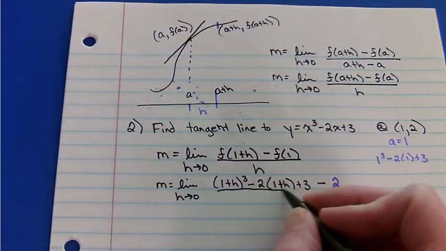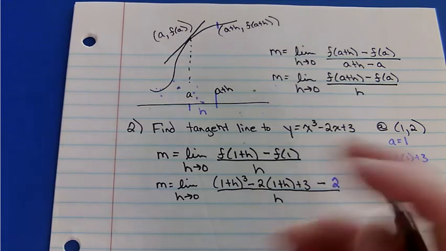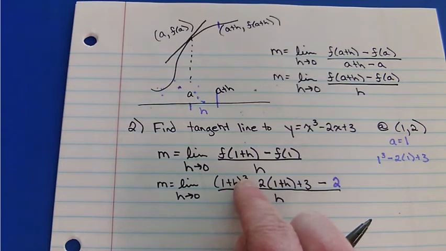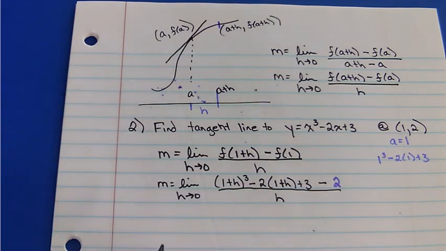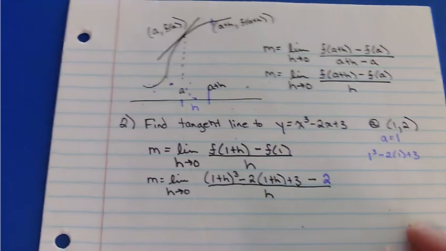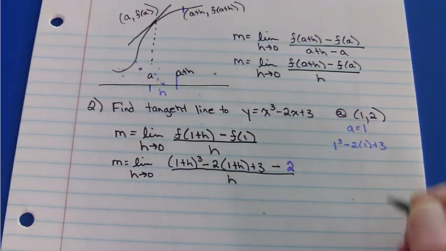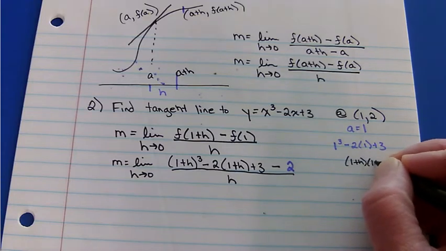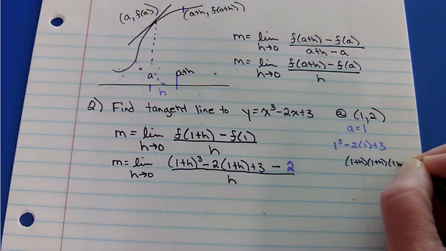The problem on this one is going to be the simplifying. You're going to have to pull out some old algebra tricks. How do I cube that? And please don't put that's 1 cubed plus h cubed, because it is not. That is really 1 plus h times 1 plus h times 1 plus h.